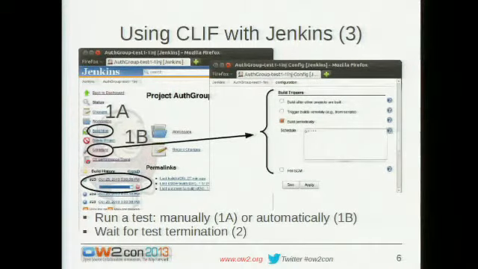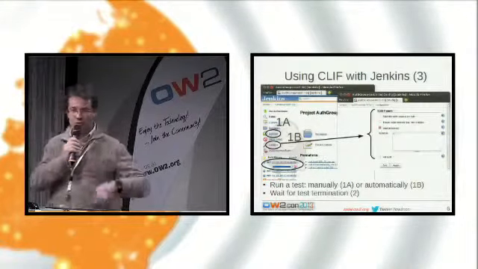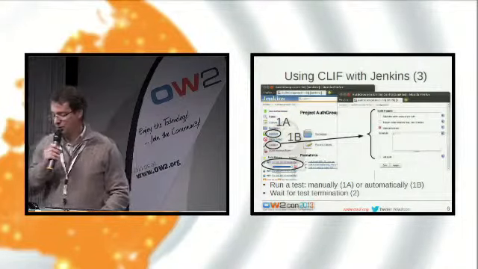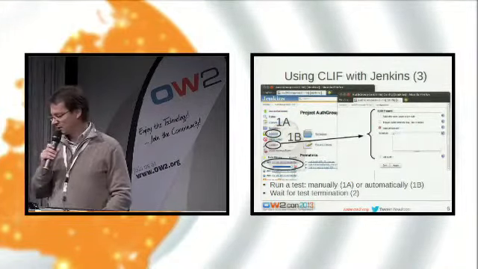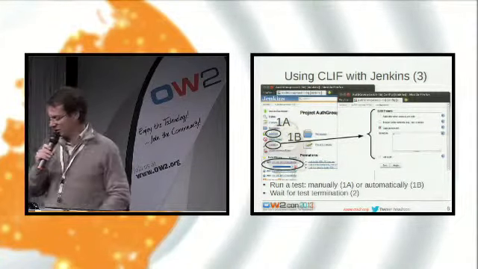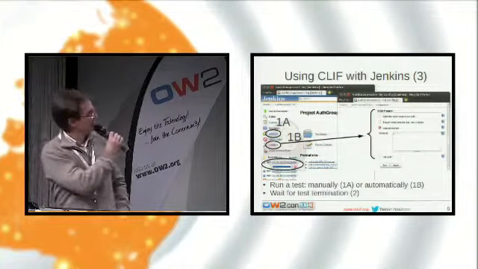Well, now you just have to run your test. So you have 2 ways of running tests with Jenkins. Either you click on the Build Now link, which will trigger manually a test run, or you can configure your job so that it is triggered automatically. For example, here there is a schedule so that it is run each hour, I think.